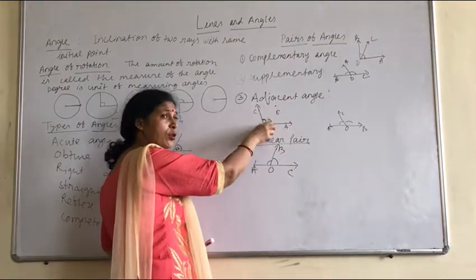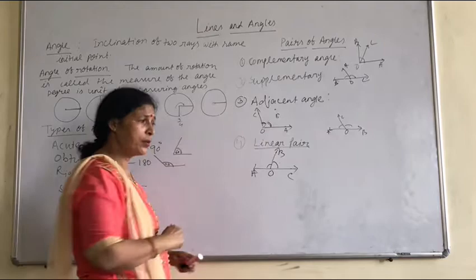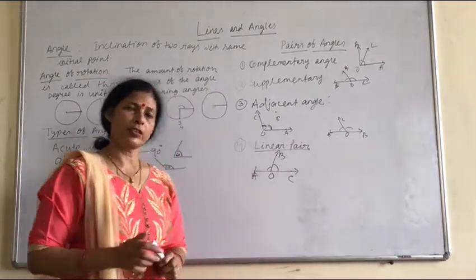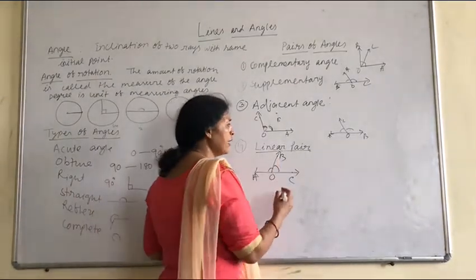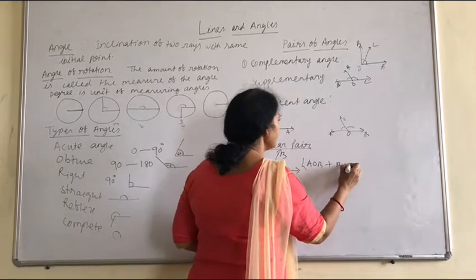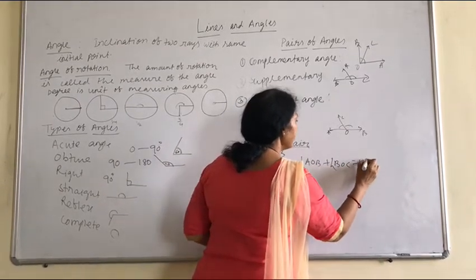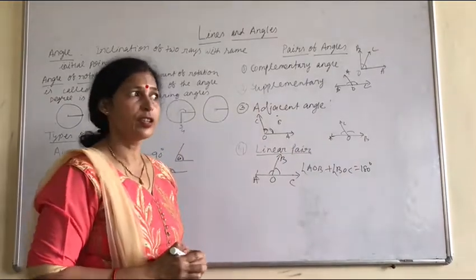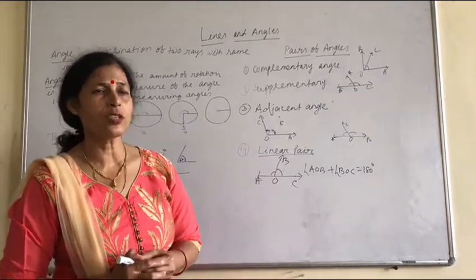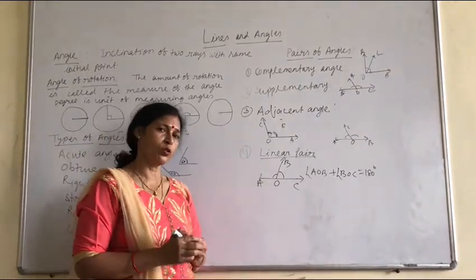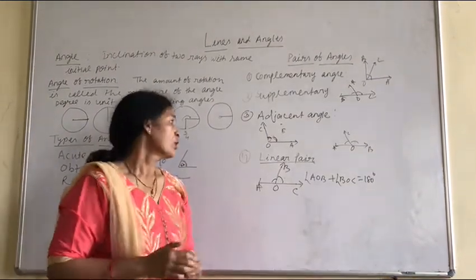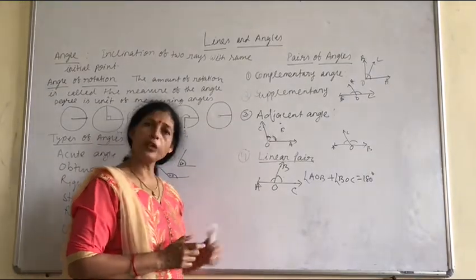Here, the non-common arms are on either side of the common arm, the non-common sides are opposite to each other, and their sum is 180 degrees. Suppose angle AOB plus angle BOC is 180 degrees. Again I repeat, two angles are said to be a linear pair if they are adjacent and their sum is 180 degrees. So this is your linear pair.